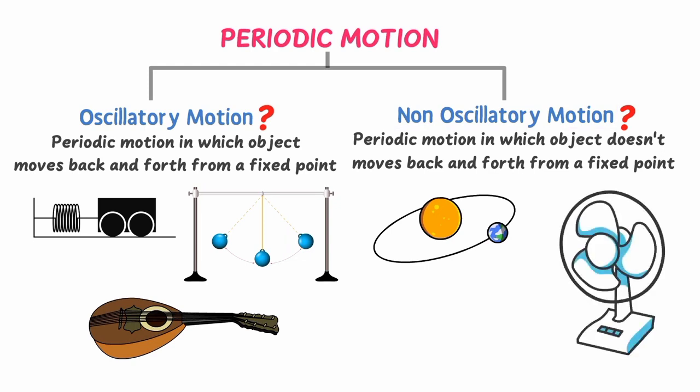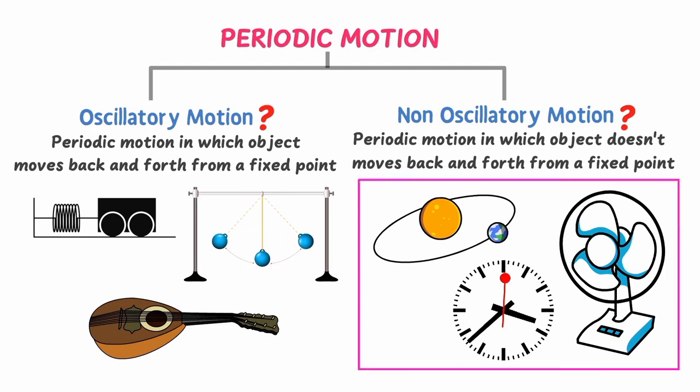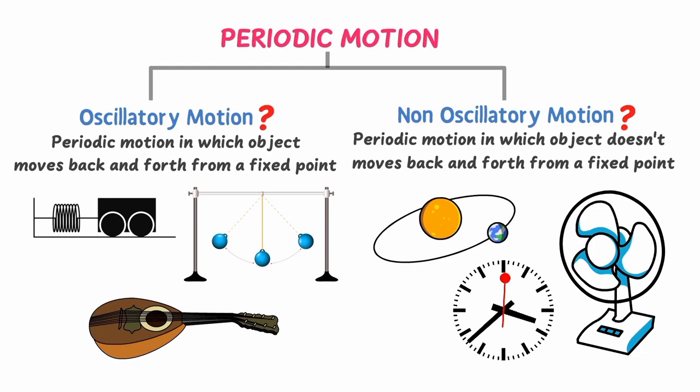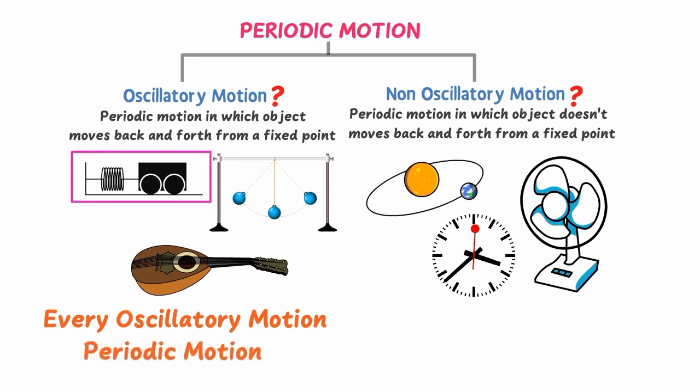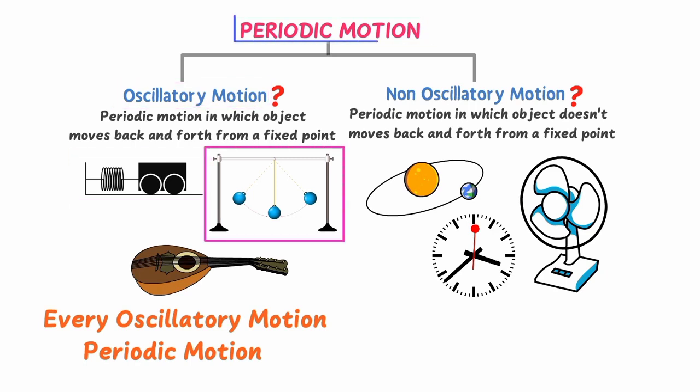Secondly, the motion of the fan and the motion of hands of a clock. These all objects move and repeat their respective motion on a circular path. So they all are non-oscillatory motion. From these examples, we learn that every oscillatory motion is periodic motion. For example, the motion of a mass attached to an elastic spring is periodic as well as oscillatory motion. Also, the motion of a simple pendulum is periodic as well as oscillatory.